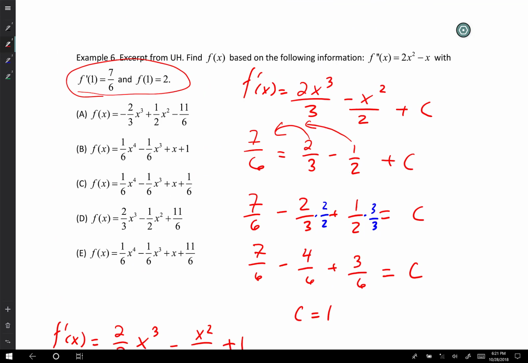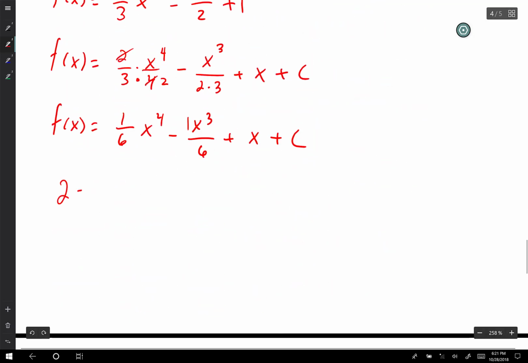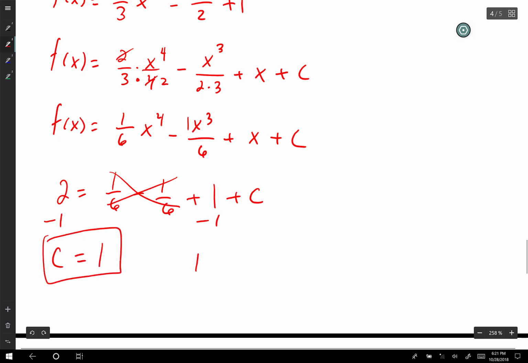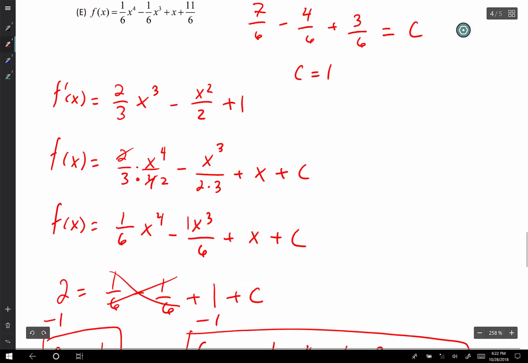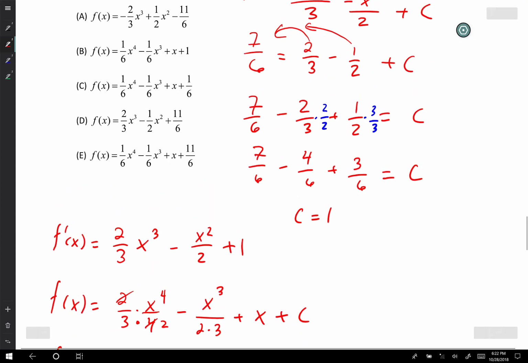I'm going to plug in what I have here. F of 1 equals 2. So I plug that in. So 2 equals 1/6. 1 to anything is 1. Minus 1/6. Oh, look, they're being nice to me. Plus 1 plus c. These cancel out. Minus 1, minus 1. C is 1. So my function, f of x, is equal to 1/6 x to the 4th minus 1/6 x cubed plus x plus 1. I look for that answer. And there it is.